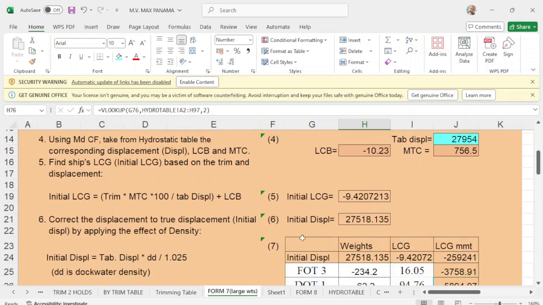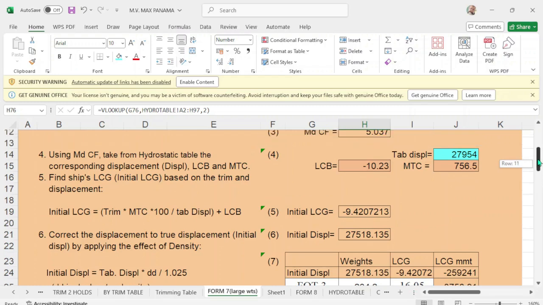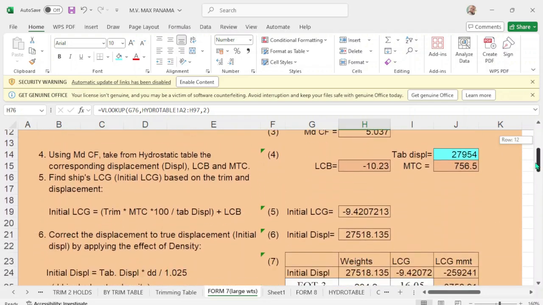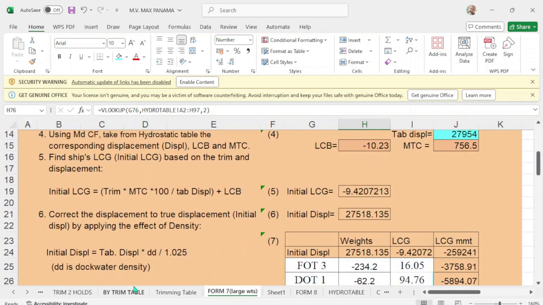Number 6 is the initial displacement. We have to correct the displacement to the true displacement, which is the initial displacement multiplied by the effect of density. So the initial displacement times your DD, or local density, over 1.025 salt water. DD is the dock water density, which is this one, guys, because you are floating in a density of 1.009, so that is your local density. DD is the water depth density.